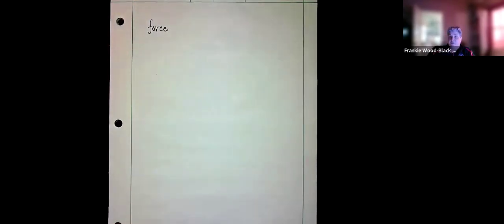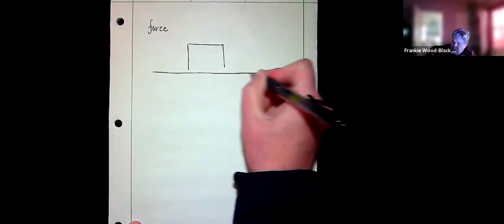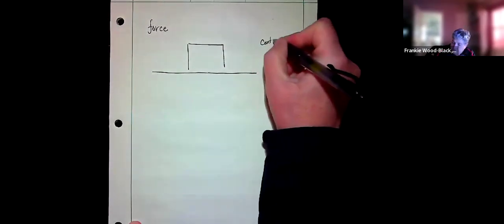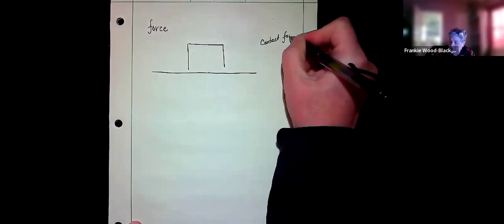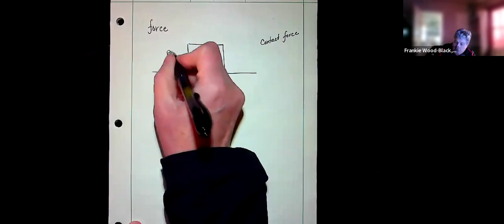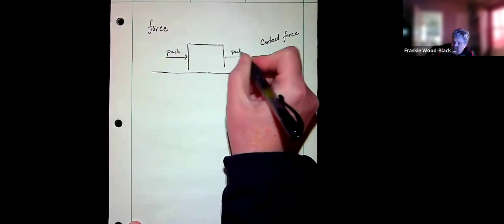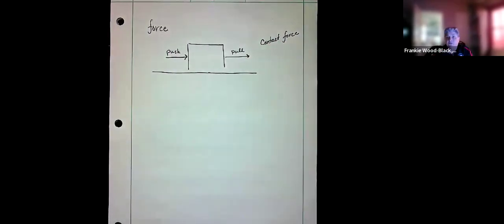So a force, if you get Newtonian physics for babies, a force is going to look like, and we'll call this a contact force. And that would be a push or a pull. And we're familiar with those, okay? If I have a push and a pull, we're very familiar with those.